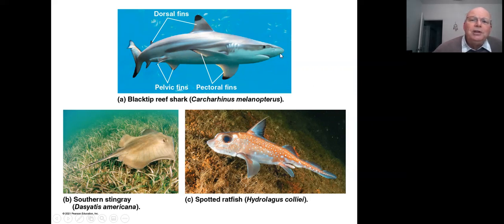So here you can see a typical shark in the form of a black-tipped reef shark. Dorsal fins, the pectoral fins, the pelvic fins. So you've got the pectoral girdle, equivalent of our collarbone and shoulder bones, and then the pelvic girdle, the equivalent of our pelvis.